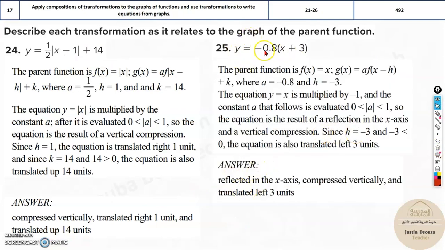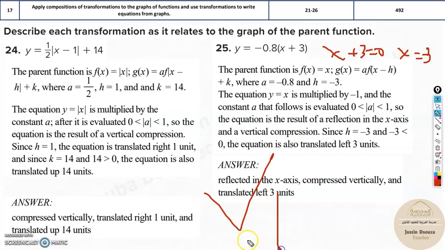Over here it is reflected. Why? Because of the minus sign, reflected along the x-axis. Now this is 0.8, less than 1, compressed vertically. And here x plus 3 equals 0, that is x equals minus 3. That means translated left by 3 units. It will go like this, 3 units to the left. This is minus 3.